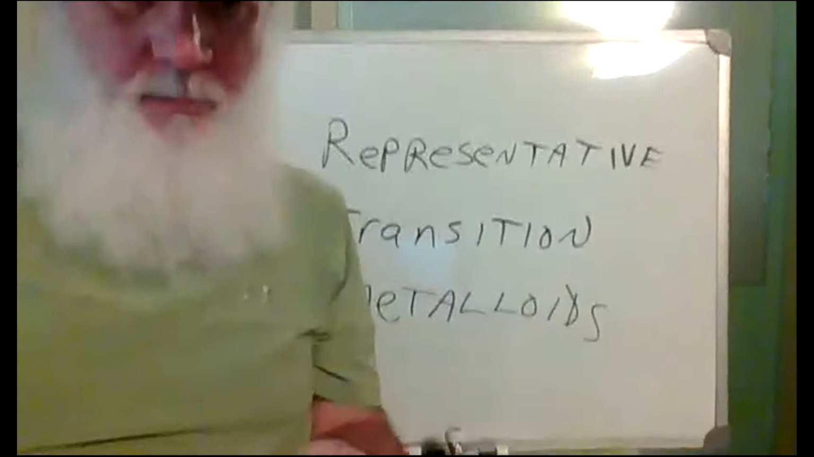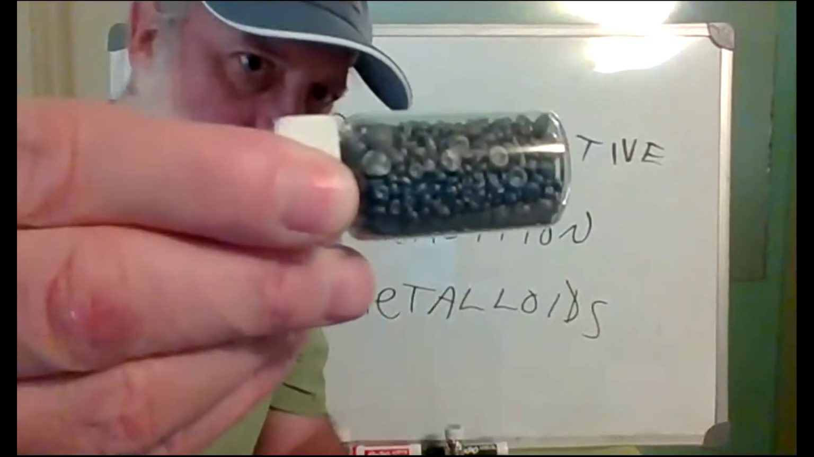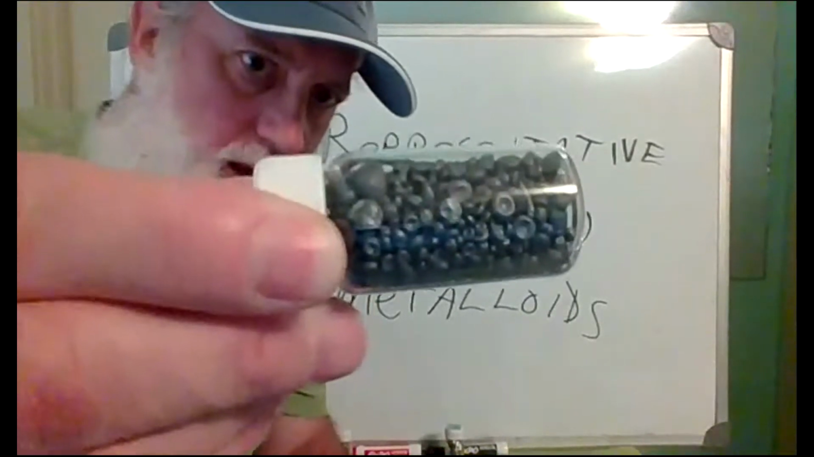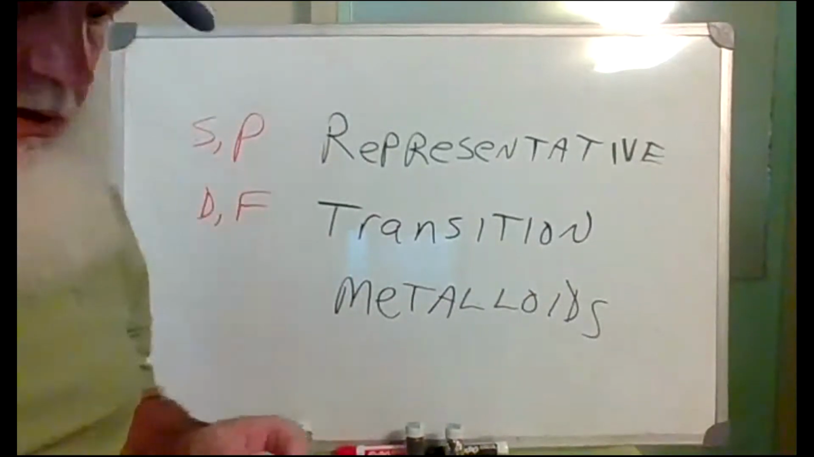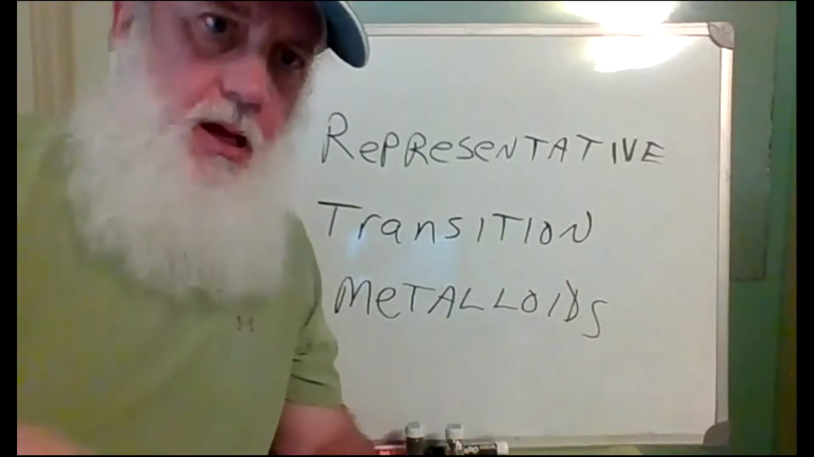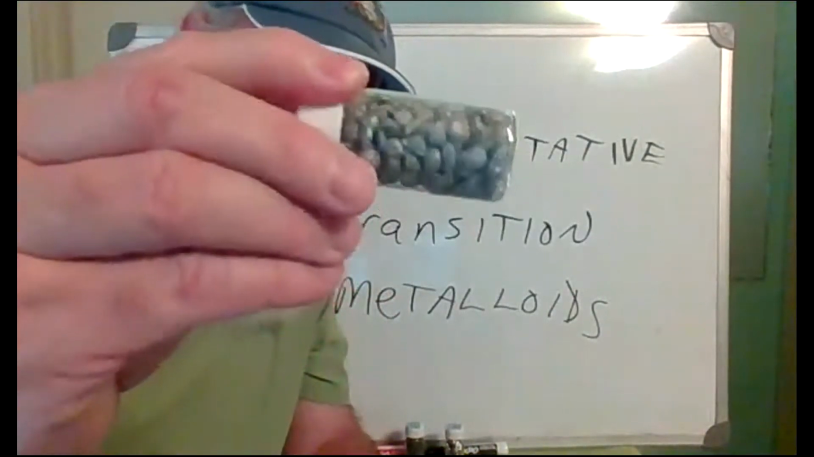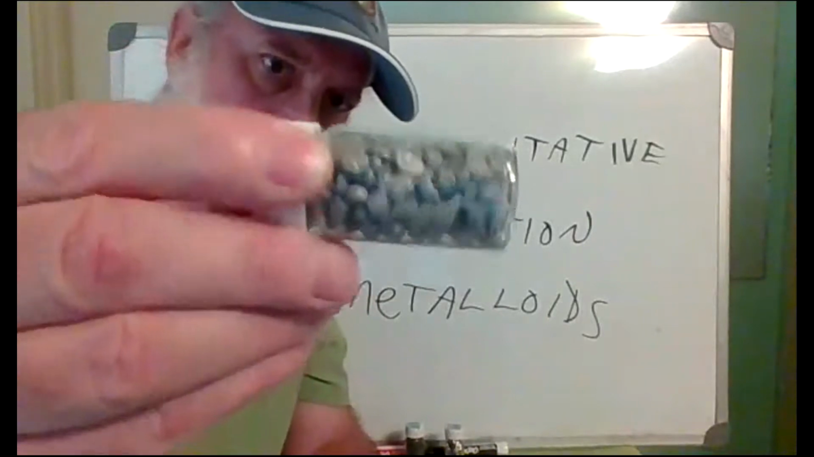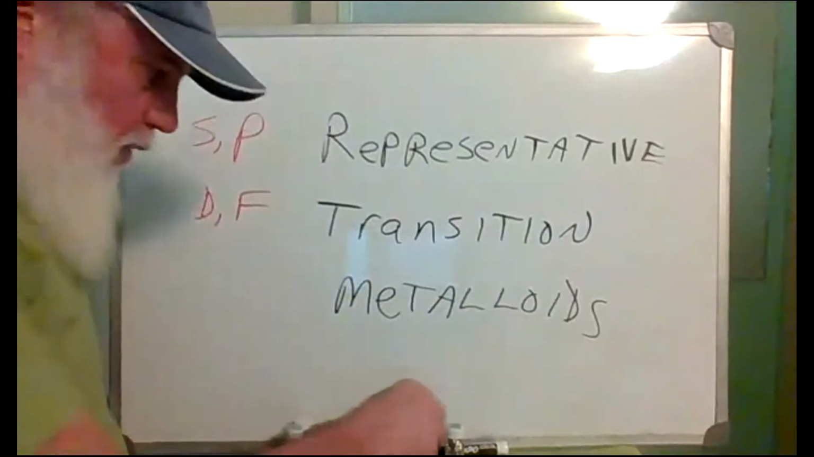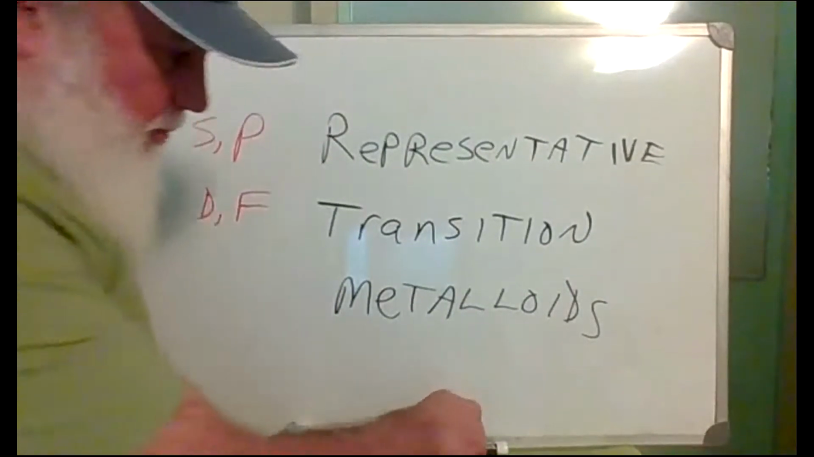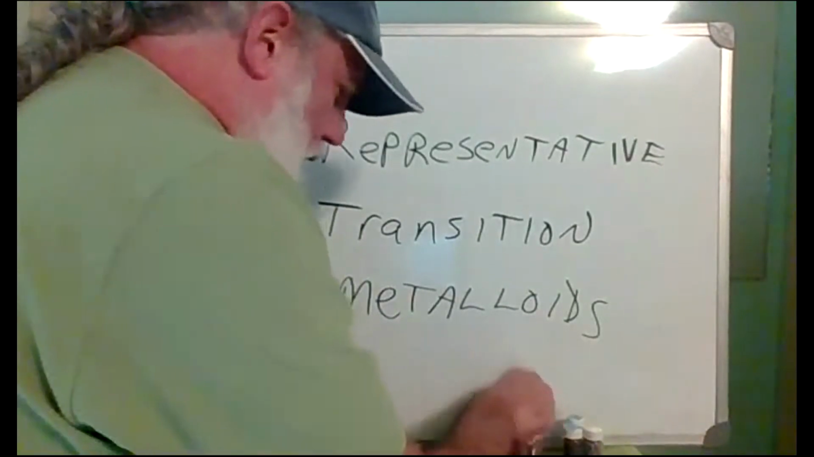Now here's selenium, which is a metalloid. Notice it's not bright and shiny. It's kind of dark gray, right? And then here we have antimony, which also is not very shiny. It's kind of an off grayish color, these little pellets. So whoever said that metals are bright and shiny, that's true to a big extent, but not always true.